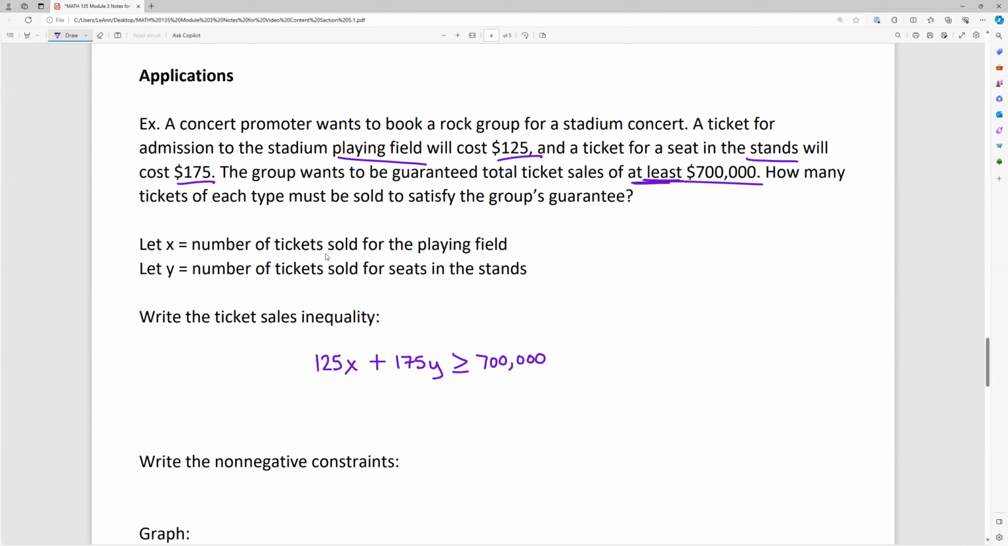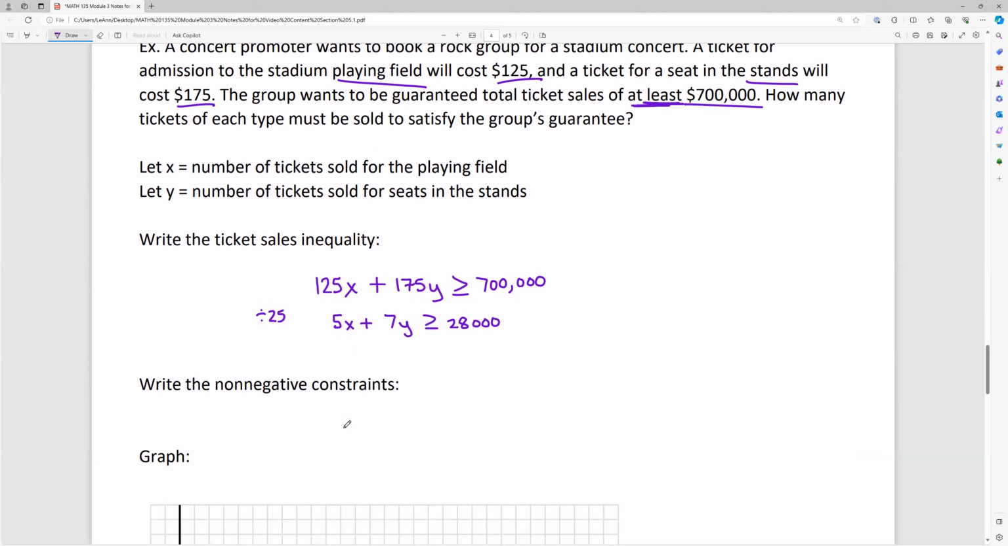Now, in this scenario, again, I don't want to have to use huge numbers on my graph if I don't have to. So I always triple check to see if this is reducible. And I believe we can divide everything by 25 and get nice numbers. So if we divide 125 by 25, we get 5x. If we divide 175 by 25, we get 7y. And 700,000 divided by 25 is 28,000. So those numbers are a little bit easier to work with. Then we write our non-negative constraints. That just means x has to be greater than or equal to 0, and y has to be greater than or equal to 0, because remember, you can't sell a negative number of tickets.